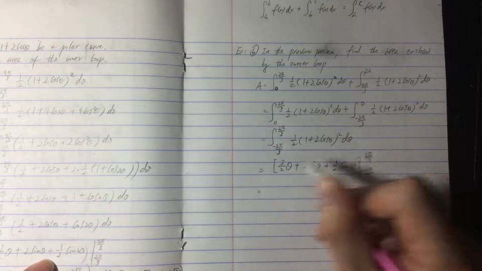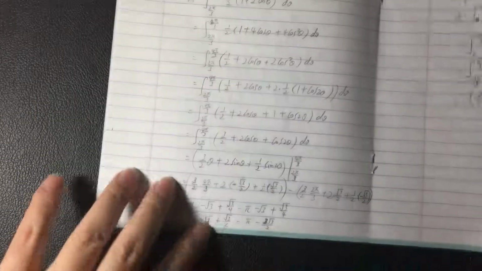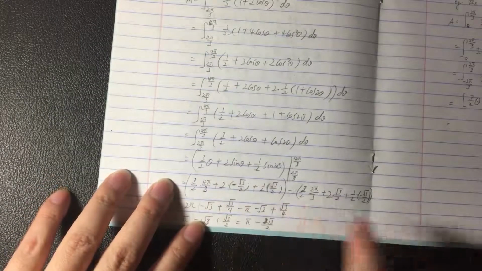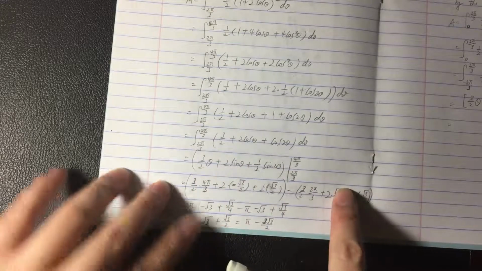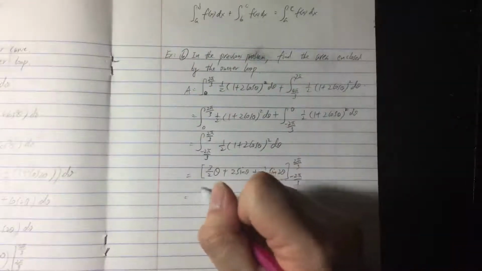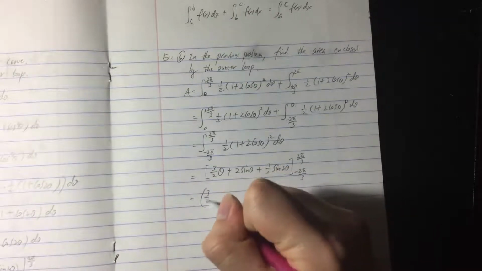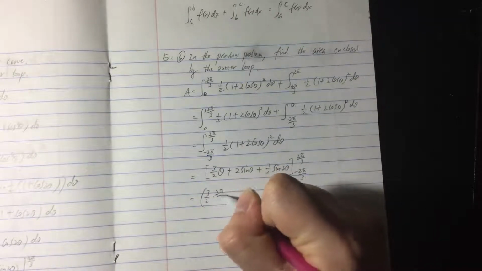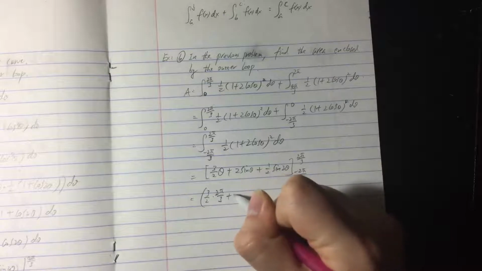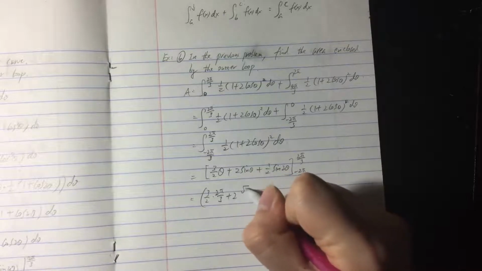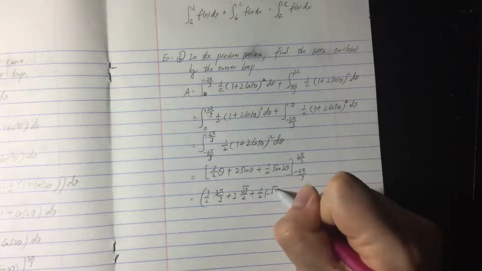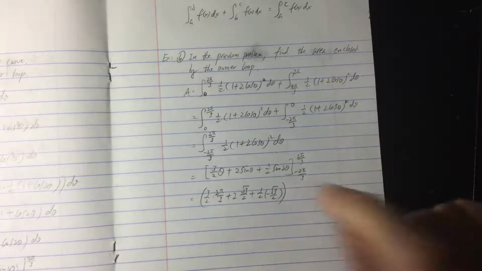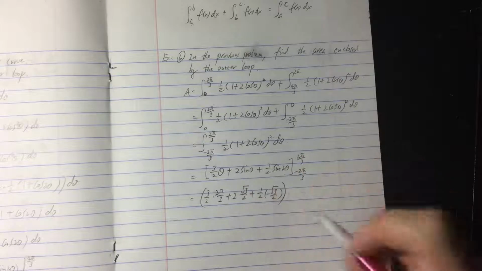When we plug in 2 pi over 3, which we have it already, we get this expression here. So when we plug in 2 pi over 3, we get 3 over 2 times 2 pi over 3 plus 2 times radical 3 over 2 plus half times negative radical 3 over 2. That's what we get when we plug in 2 pi over 3.